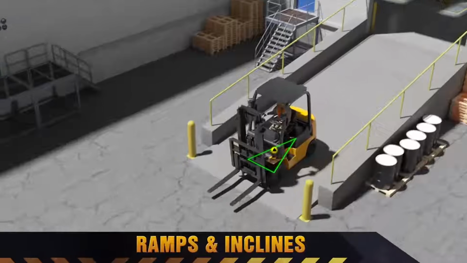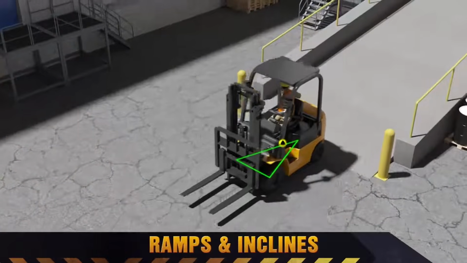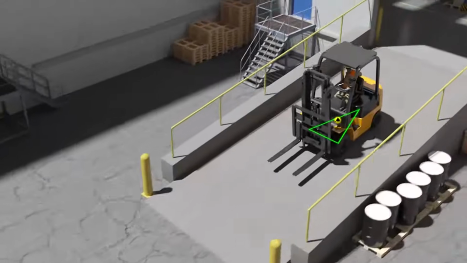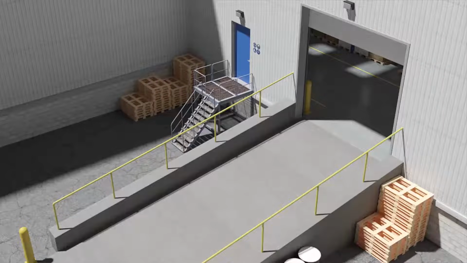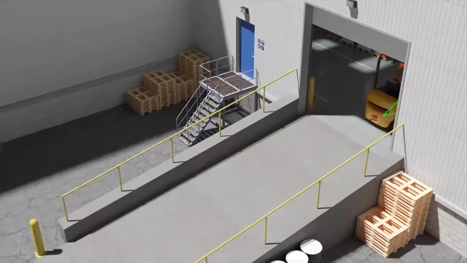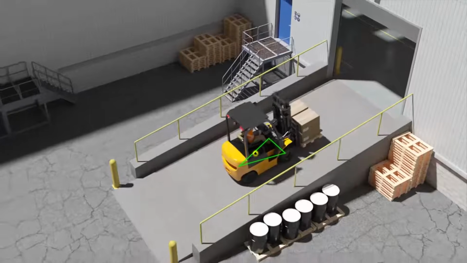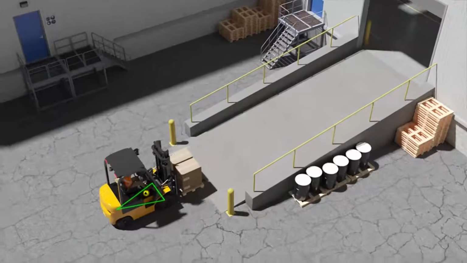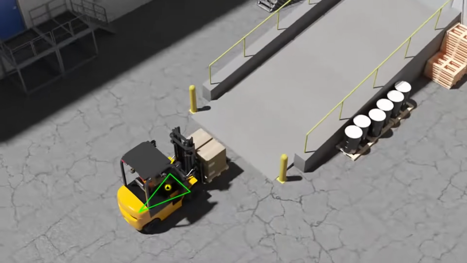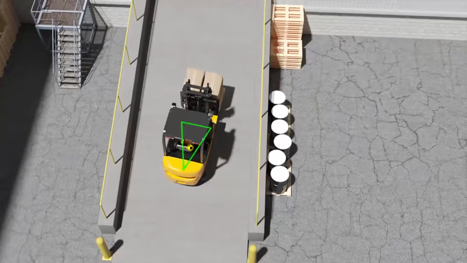Ramps and inclines are common to loading areas and can easily cause a forklift to tip over. And when traveling on an incline without a load, the fork should point downhill regardless of direction. When traveling with a load on an incline, keep the load on the uphill side of the forklift. Be extra careful, travel slowly, and keep a safe distance from the edge of ramps or inclines. Don't angle the forklift or make any turns while it's on an incline, as this could cause the unit to tip.